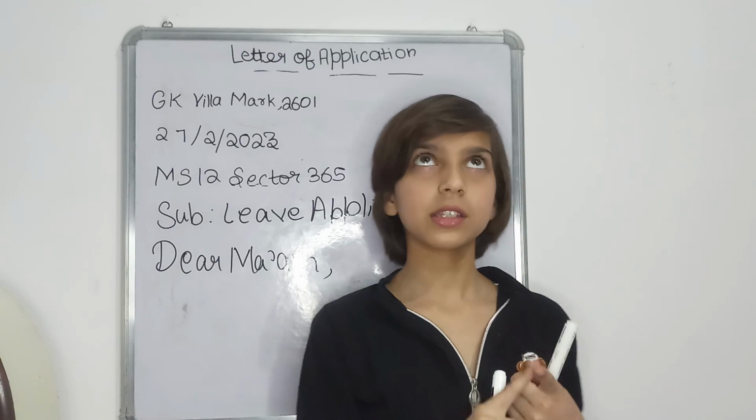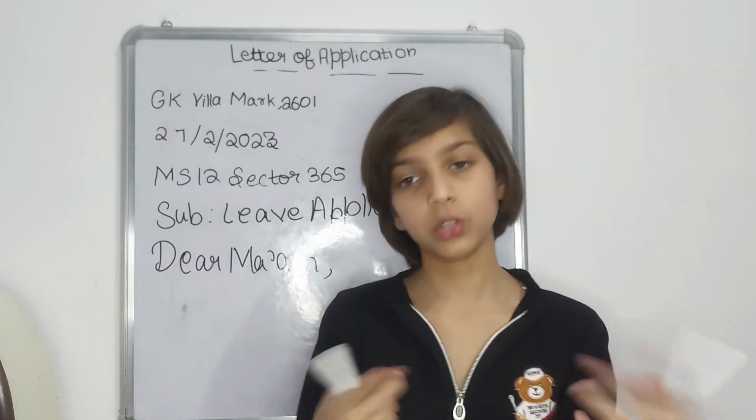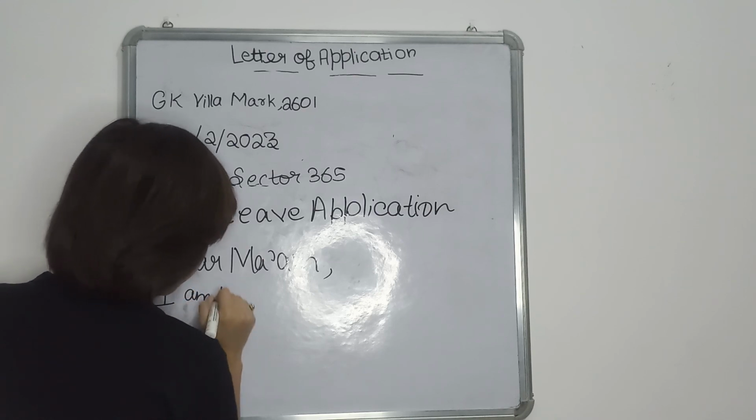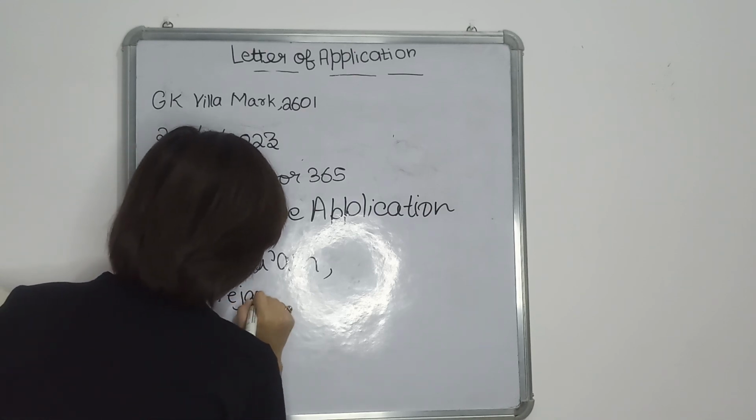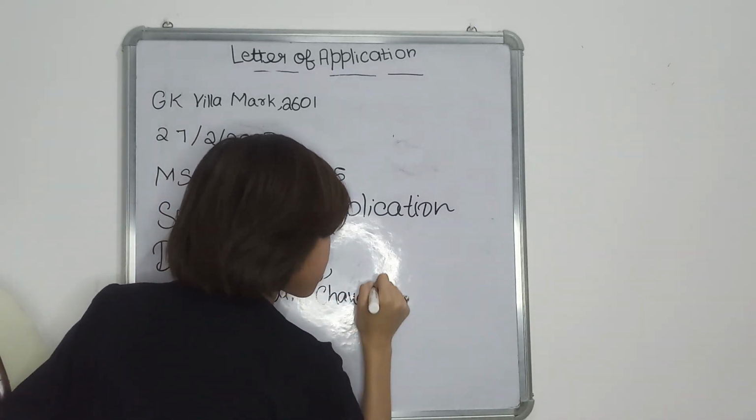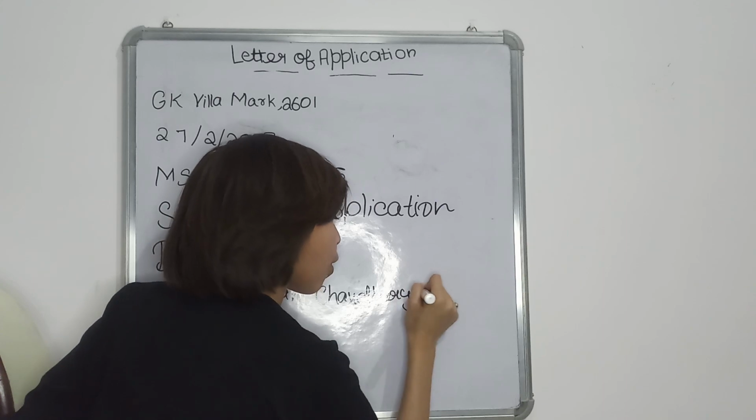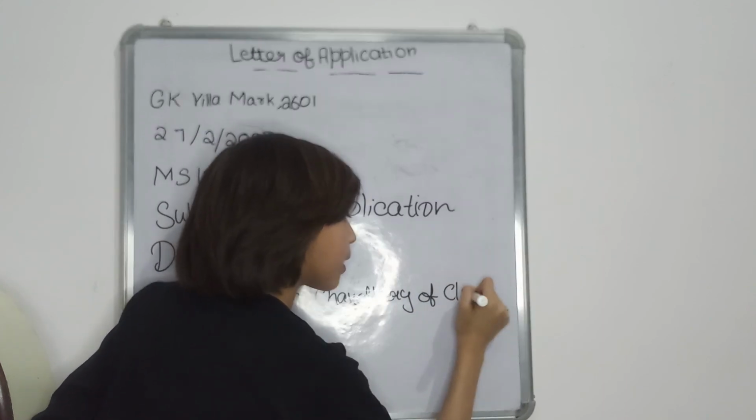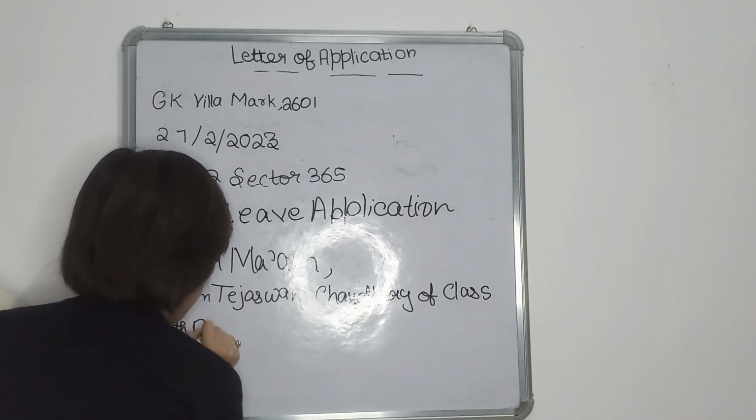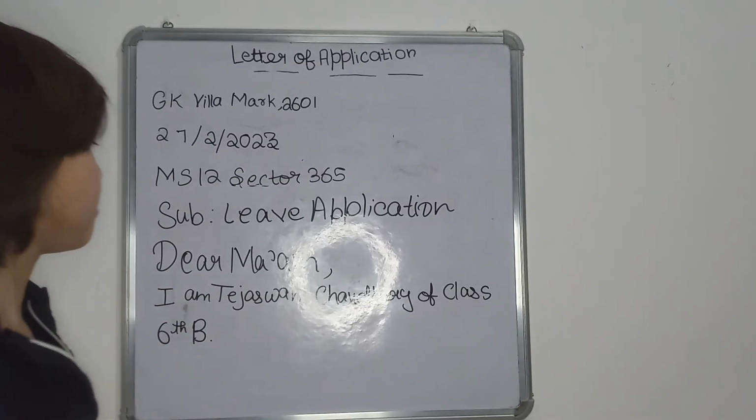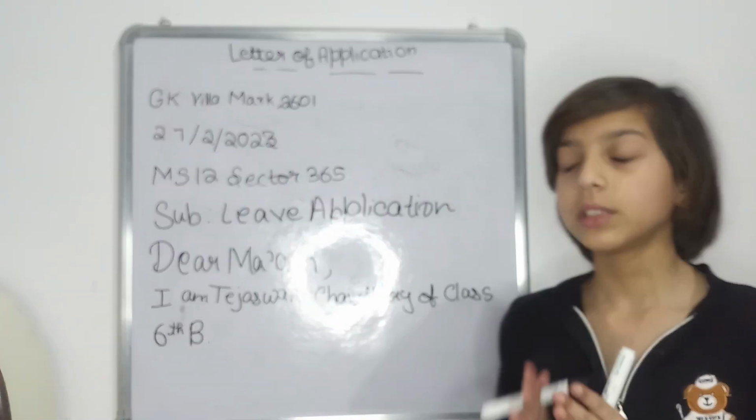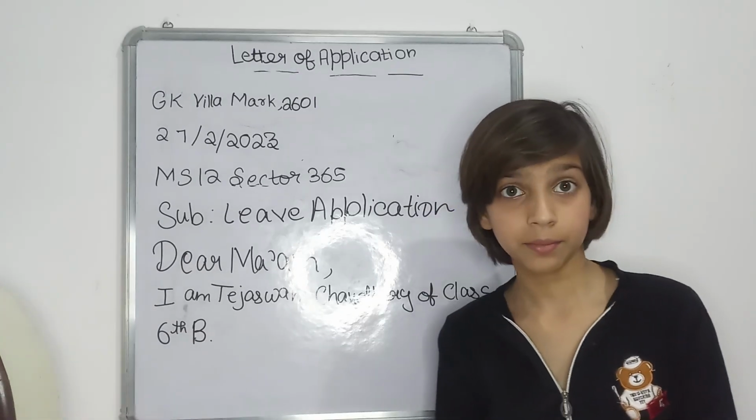So in a body it consists of name and class. Okay, now let's write. I am Tejaswini Chaudhary of class 6th B. So I am Tejaswini Chaudhary of class 6th B. And what I am going to write next is our reason.